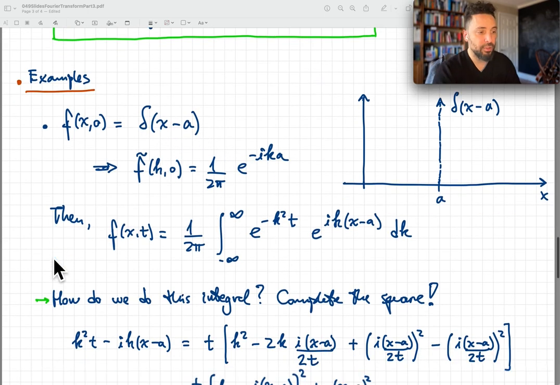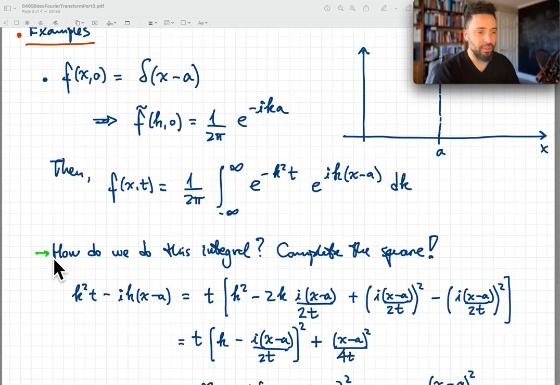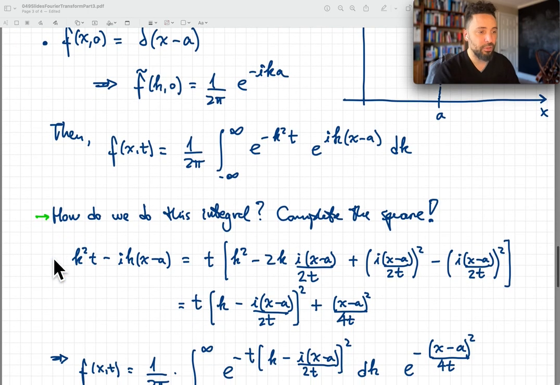Now, how do we do this integral? Fortunately, we saw this last time and also in previous videos, that the way to tackle these Gaussian integrals with a linear term in our variable, here the variable is k, is to complete the square.